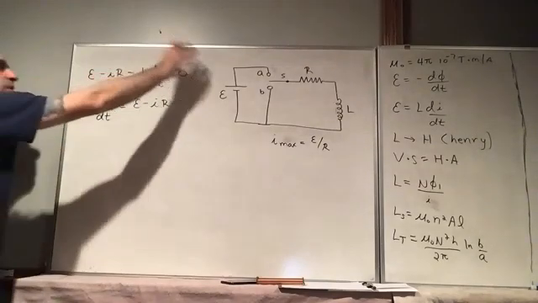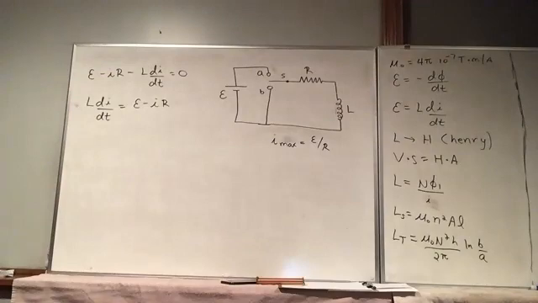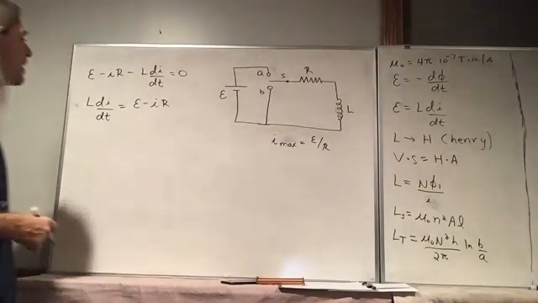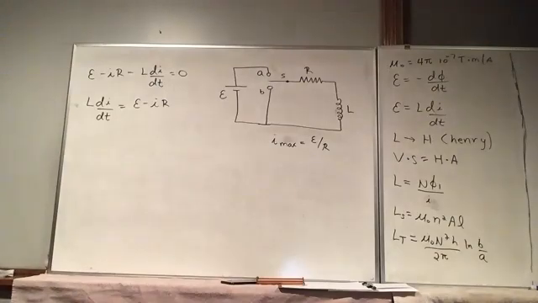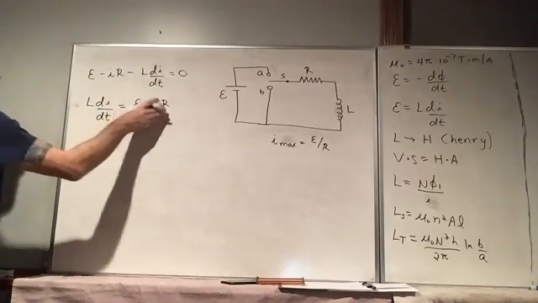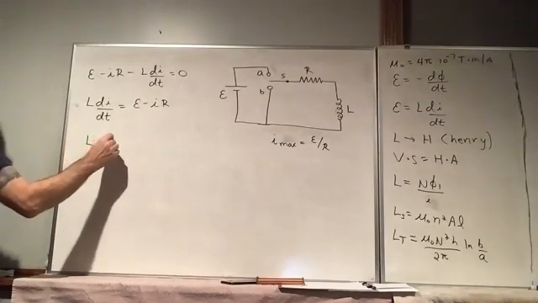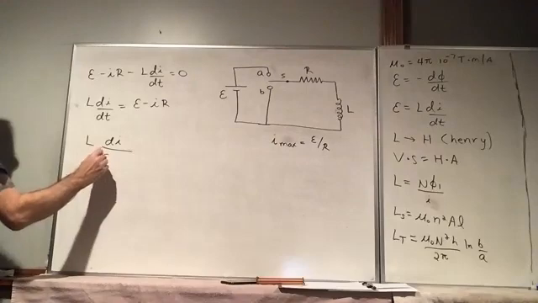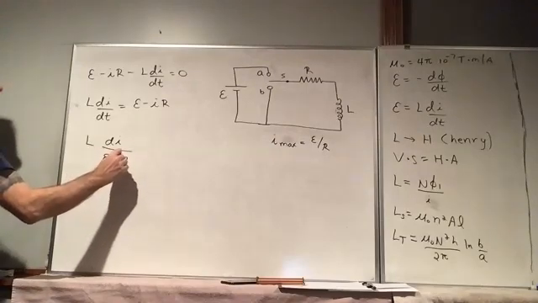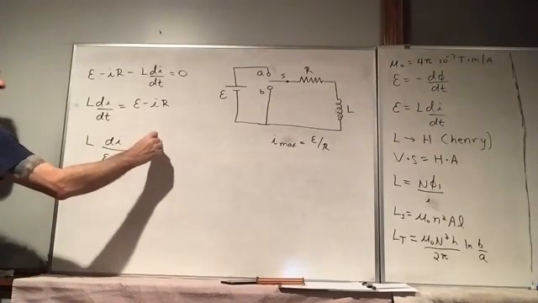So if we just move this term to the other side, we have L di/dt is equal to epsilon minus IR. And this is actually not a very difficult equation to solve, because this is what they call a separable equation. So we can rewrite this if we divide by epsilon minus IR, and then multiply by dt.